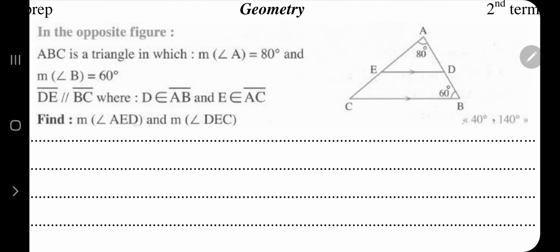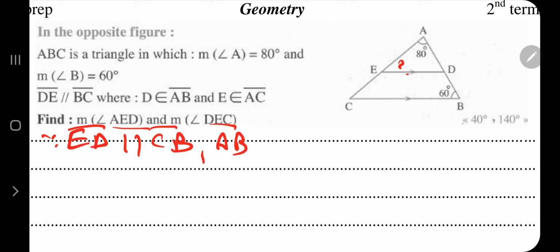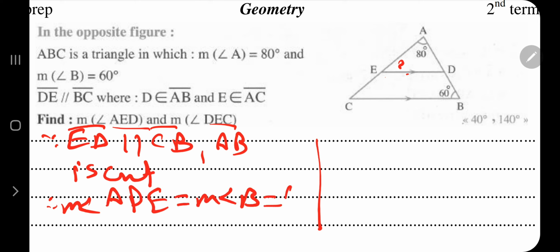Another example, find the measure of angle AED and the measure of angle DEC. Okay, since ED is parallel to CB and AB is a transversal, that means the measure of angle ADE equals the measure of angle B equals 60. Corresponding angles.